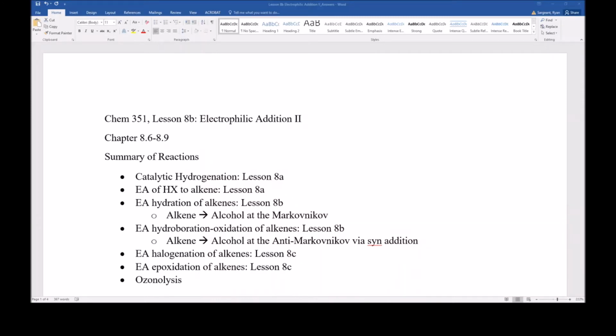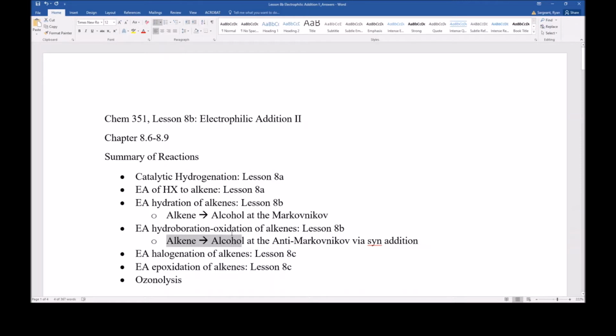Alkenes can do a variety of different reactions. Most of these reactions are going to fall underneath the mechanistic classification as electrophilic addition, or EA is the informal abbreviation for that. In yesterday's lesson, I talked about both catalytic hydrogenation and the electrophilic addition of a halogenic acid to an alkene. In this lesson, we're going to look at two reactions, but both of them have the same general feature. They're both going to convert an alkene to an alcohol.